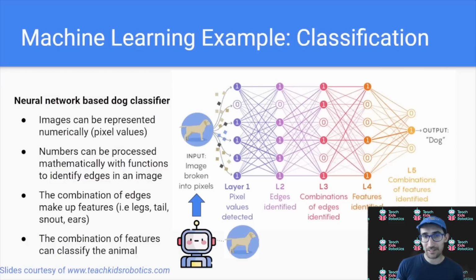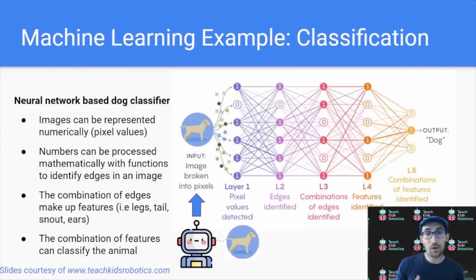The first layer can be to get the pixel values and determine what is in the image. The second layer can be to actually identify the edges within the image, such as the outline of the dog. The third layer could do something using combinations of edges to determine features within the dog. Given combinations of edges might correspond to different parts or portions of the dog's body, such as the tail or the snout or the legs.